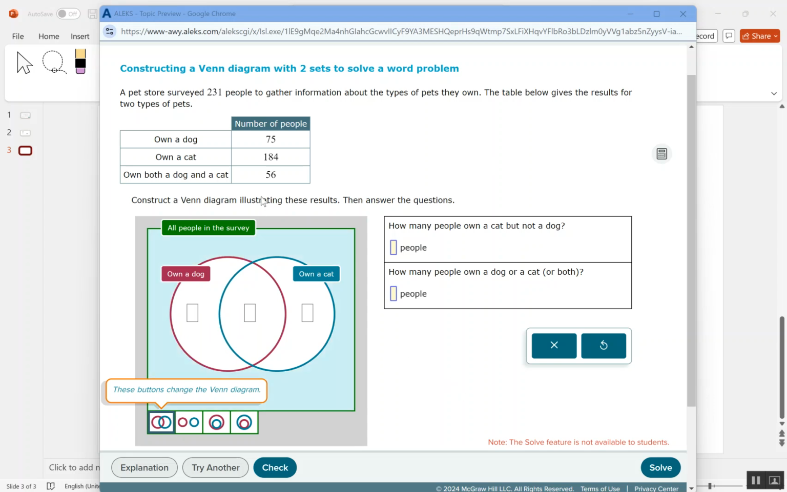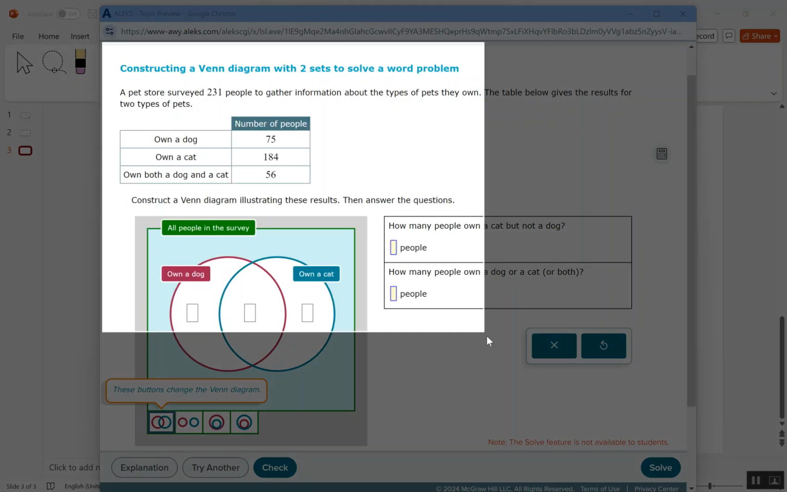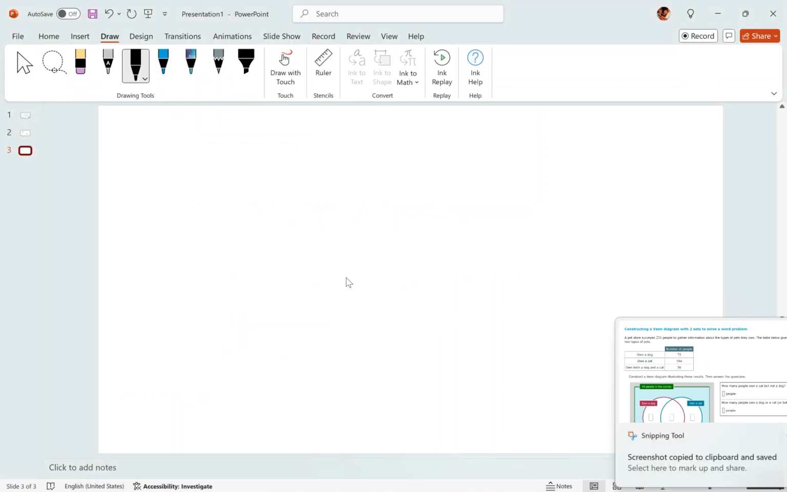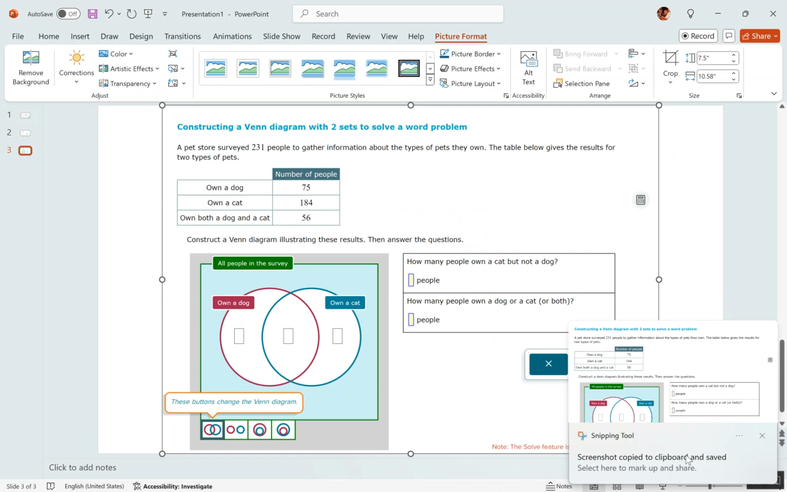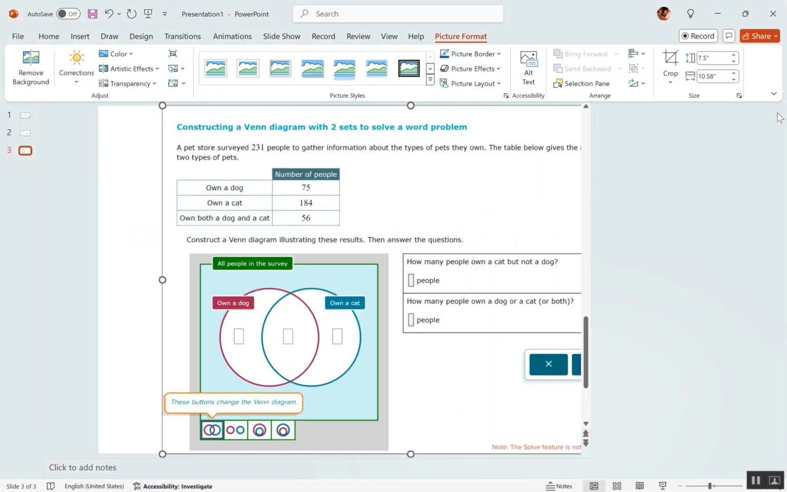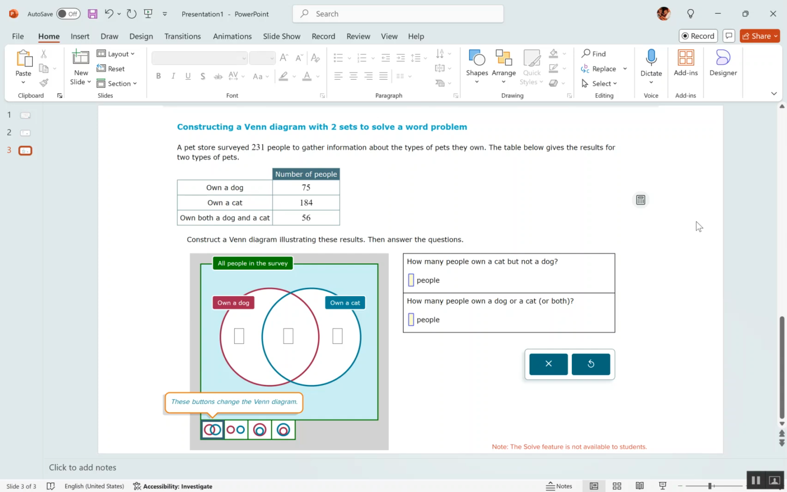I am going to cut this out and put it on something I can draw on so that you can see my thought process for this. Let me close that down with the snipping tool. Let's take a look here. So here's what we know.